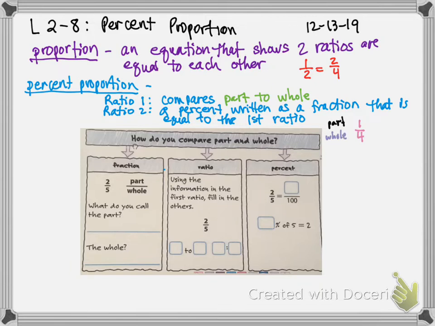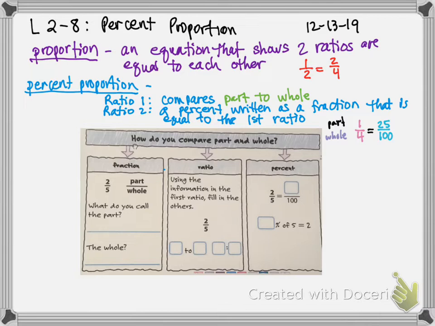Then I know that 1/4 is the same as 25%. How do I know that? Well, we've done it a lot of times. 1/4 is 25 cents out of $1, and so on. So what I have on the other side would be my percent number, 25% over 100. So it's also saying that I have 25 out of 100. So it's also talking about a part versus whole.